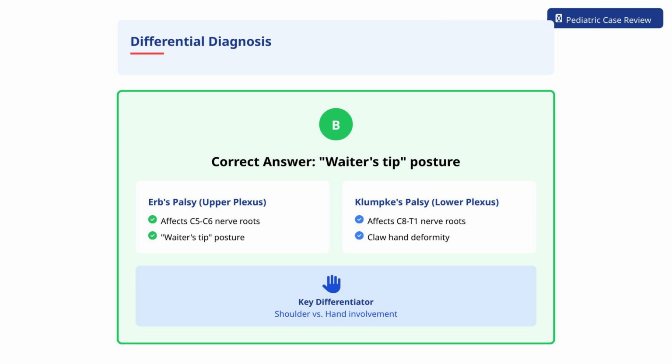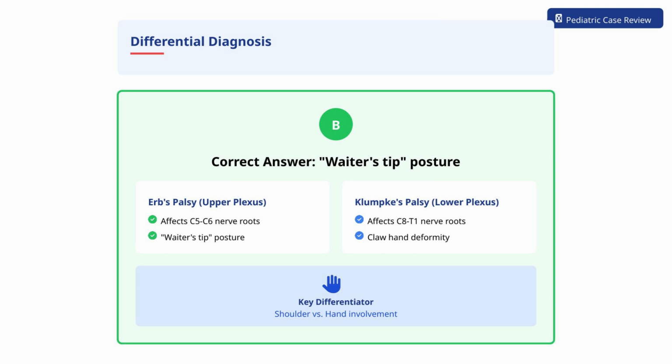Waiter's tip posture. This characteristic position, with the arm adducted and internally rotated at the shoulder, extended at the elbow, and flexed at the wrist, is typical of Erb's palsy. Erb's affects the upper brachial plexus, C5-C6, while Klumpke's affects the lower brachial plexus, C8-T1, presenting with normal shoulder movement but impaired hand function.